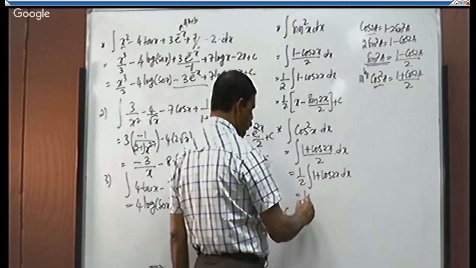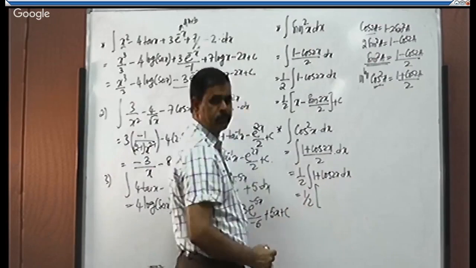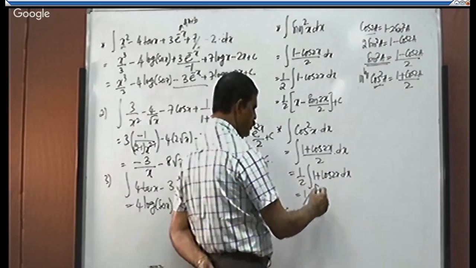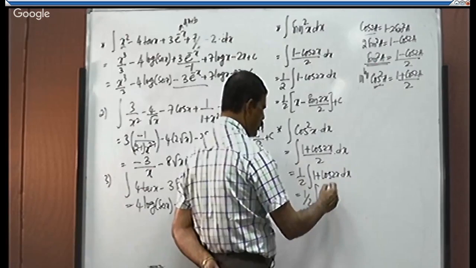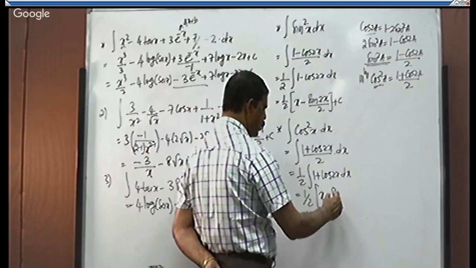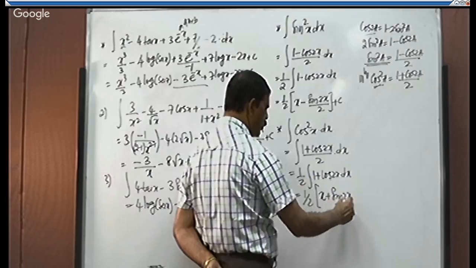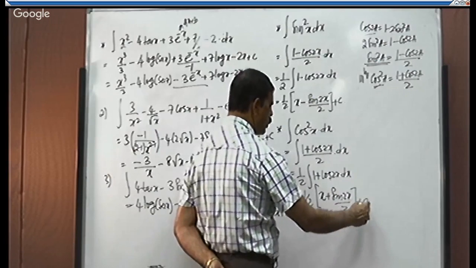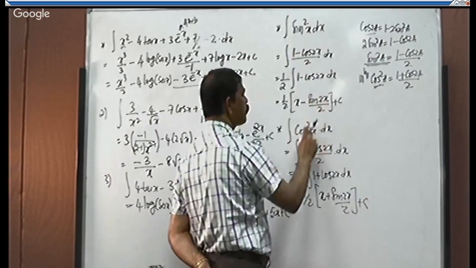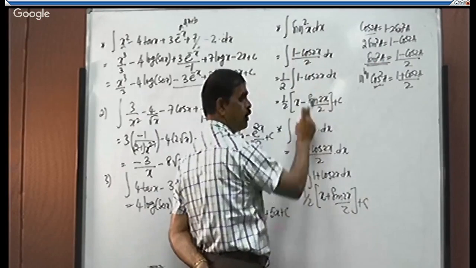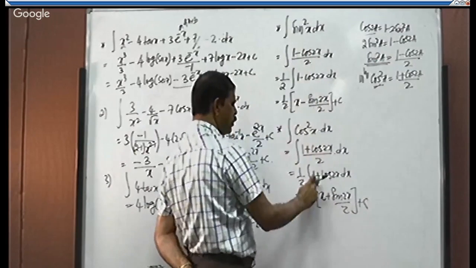That is equal to 1 by 2 into, integrate this. Integration of 1 is x, plus integration of cos 2x, which is sine 2x divided by 2. See, the only difference between sine square and cos square is the minus and plus. Here is minus, here is plus.